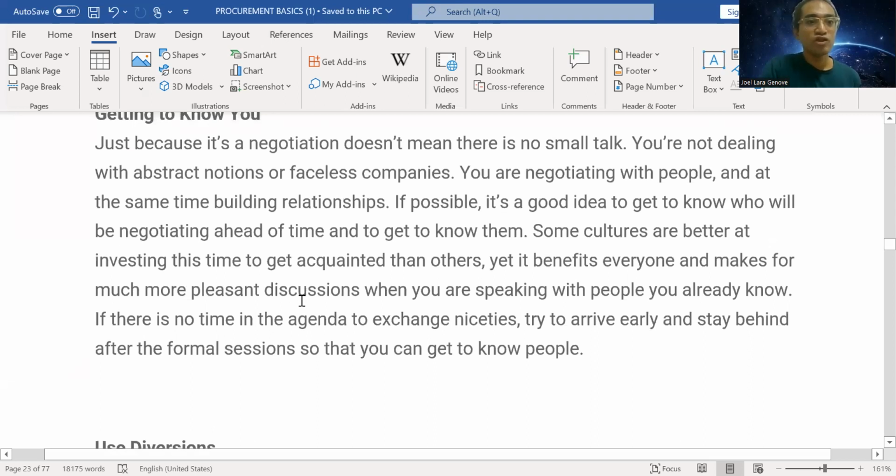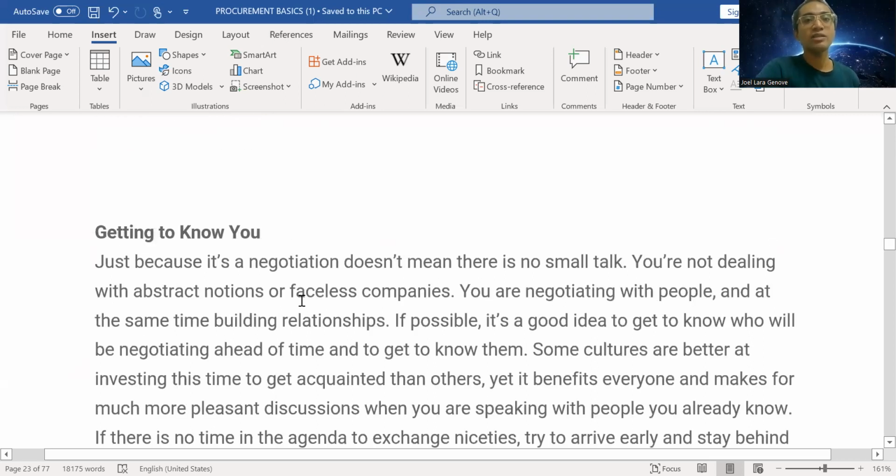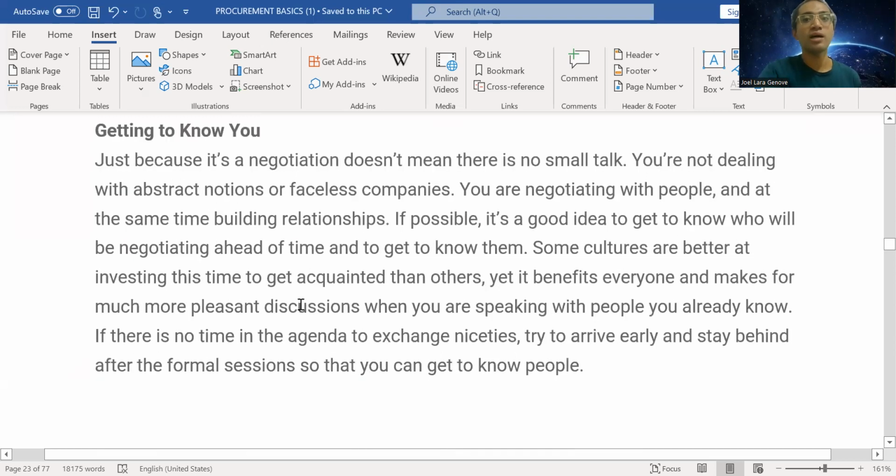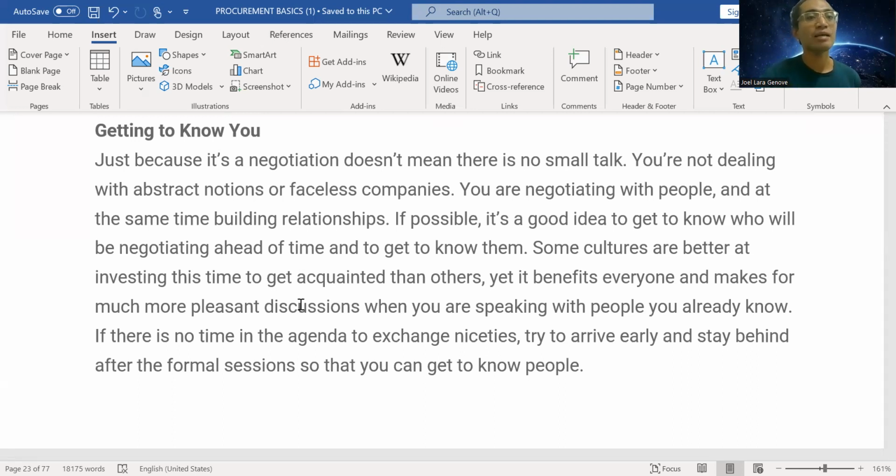Getting to know people: just because it's a negotiation doesn't mean that there is no small talk. You're not dealing with an abstract notion or faceless companies. You are negotiating with people and at the same time building a relationship. If possible, it is a good idea to know who will be negotiating ahead of time and get to know them. Some cultures are better at investing this time to get acquainted than others, yet it benefits everyone and makes for a much more pleasant discussion when you are speaking with people you already know.